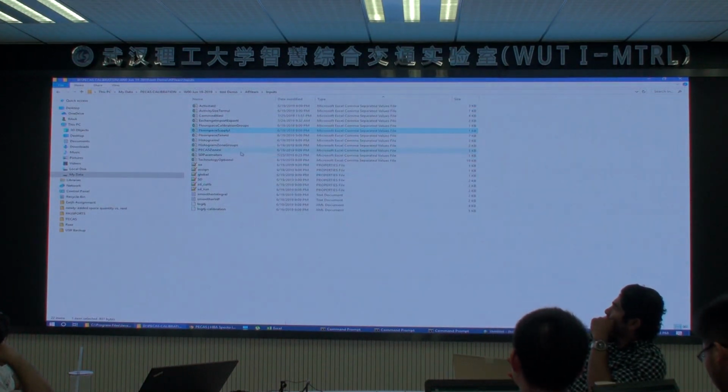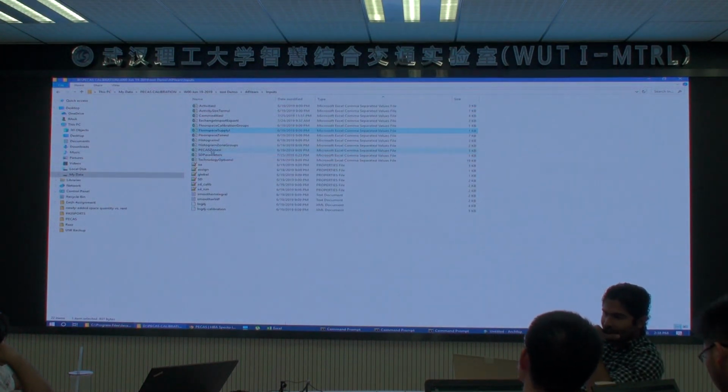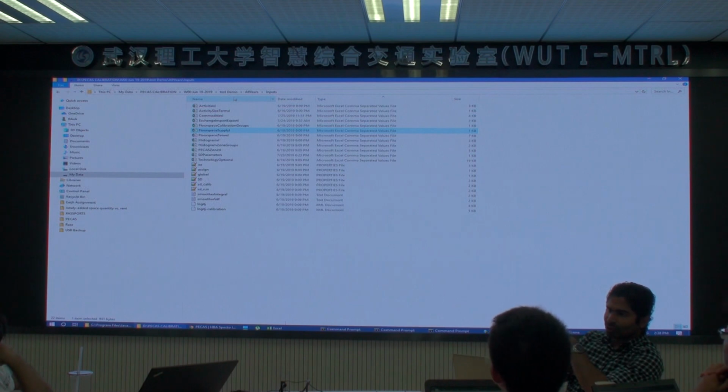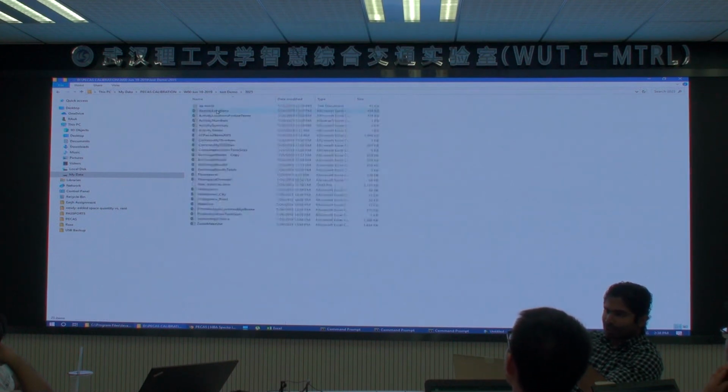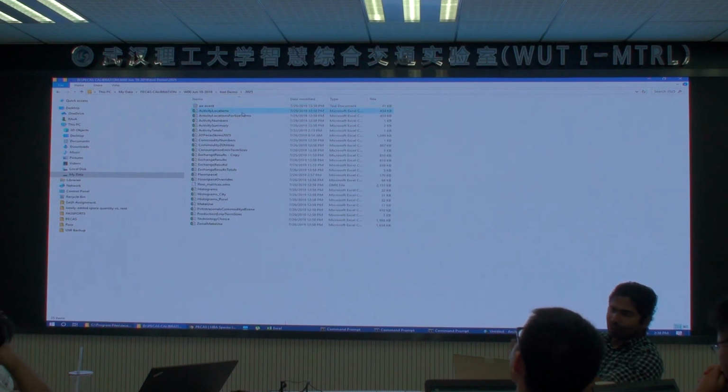Then the other important files, that's the main files you need to worry about, the inputs and parameters. So then we'll just go for the outputs. Let's go to 2025 first. So you know, actually locations right now, and this is also an output file.